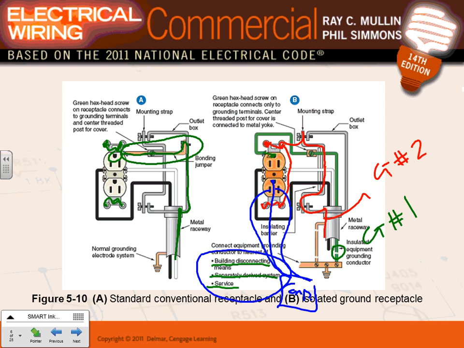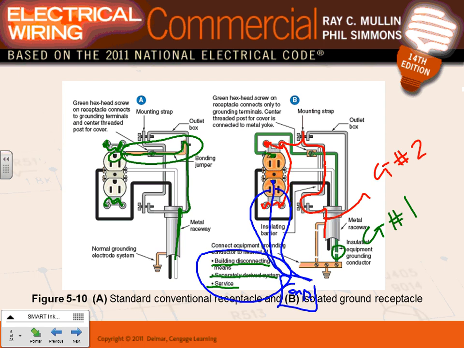Is this code? Does the code even care about this? No. Does the code even care about this? No. Why do we use it? Because we want to minimize the interference. So when they take $10 from my bank account, it doesn't show up as $100, another zero added. Any question, guys, about isolated ground receptacles? Everybody's okay with that one?